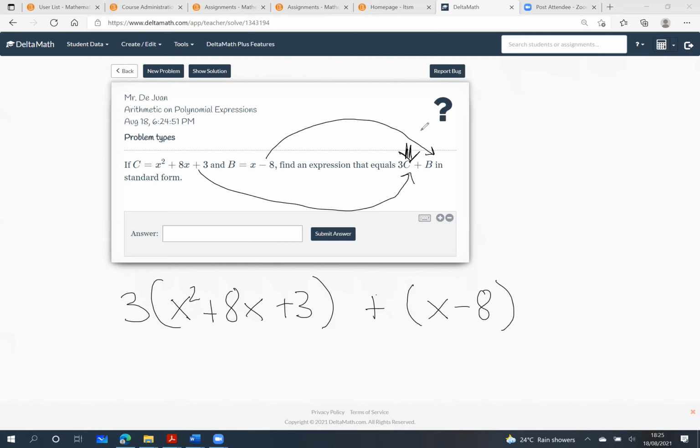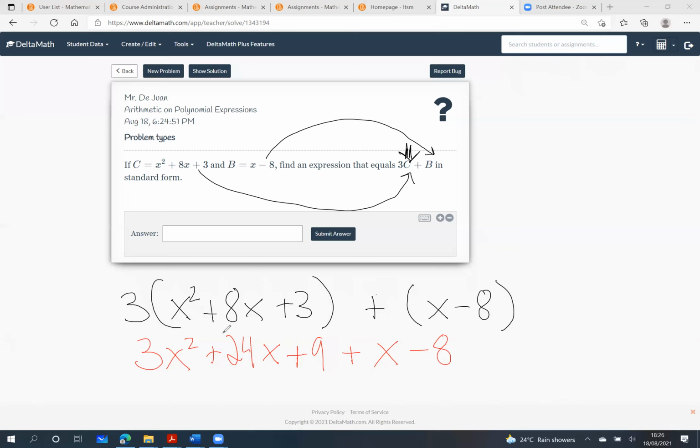All right. Remember the distributive property. 3 times x squared is 3x squared. 3 times 8 is 24x. And 3 times 3 is 9. And since we're doing an addition, we can add what we have on the right. There's nothing attached to B.